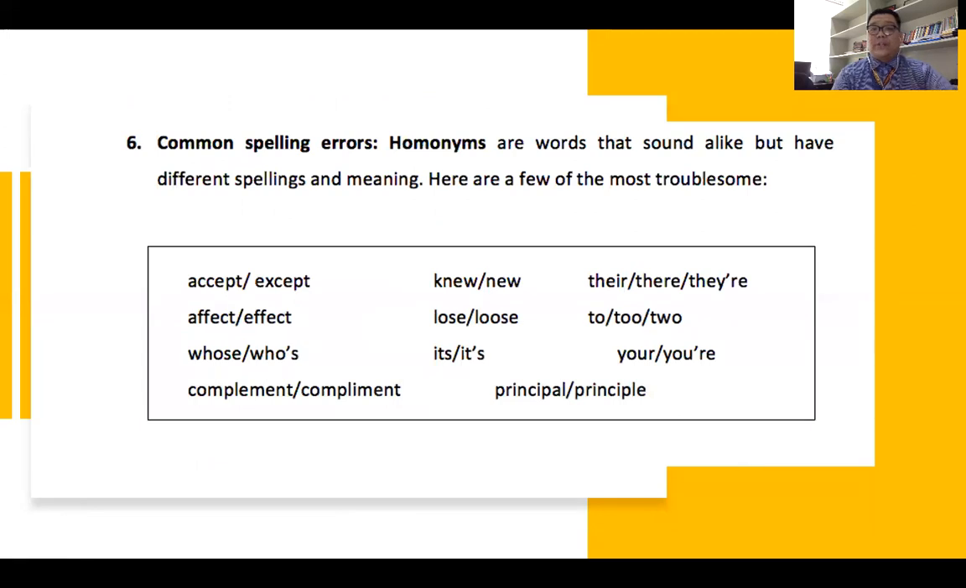Common spelling errors also include homonyms. Homonyms are words that sound alike but have different spellings and meanings. Here are a few of the most troublesome. For example, we oftentimes interchange the spelling for accept and except, affect and effect, who's and whose, complement and compliment, new, lose and loose, it's with an apostrophe S, there, their, they're. Three different lexical items with three different functions. To, too, two, your, you're, and principal, principle.